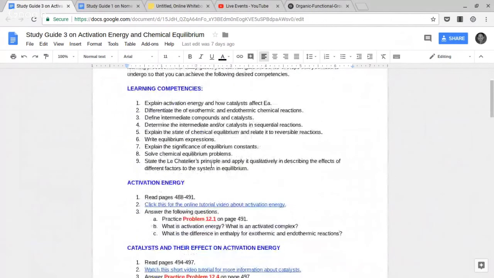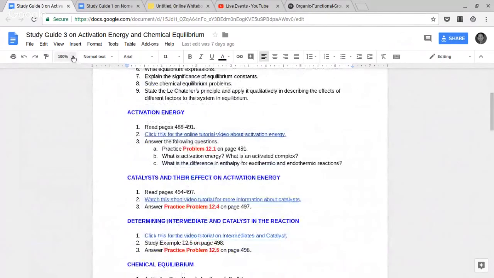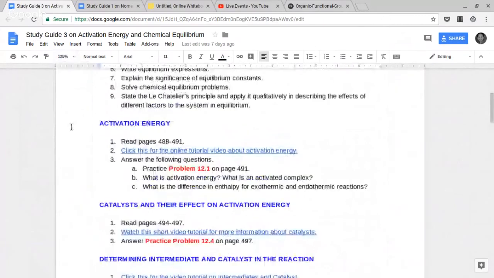If you recall, let me zoom that out. We discussed activation energy and the graph. So if you forgot about that, please go over your textbook and go over the tutorial video about the graph. I won't discuss any graphing in this review, so please go over the graphs.